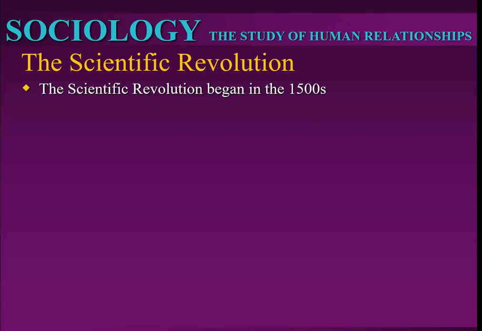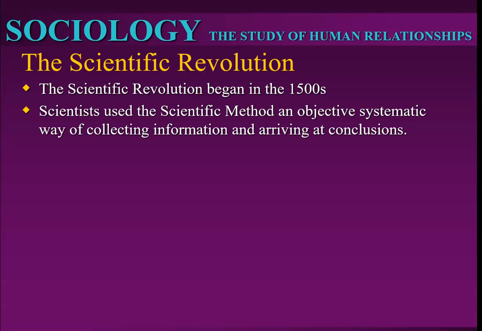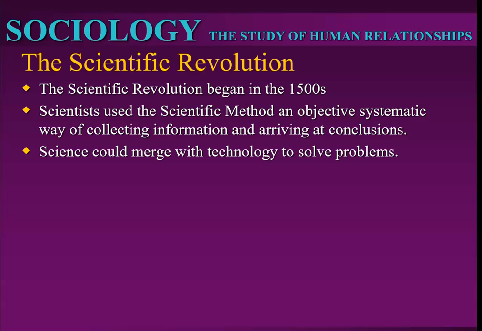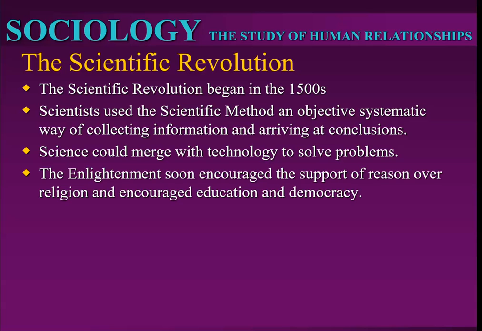The scientific revolution began in the 1500s. Scientists used the scientific method as an objective, systematic way of collecting information and arriving at conclusions. Science could merge with technology to solve problems. The Enlightenment soon encouraged the support of reason over religion and encouraged education and democracy.